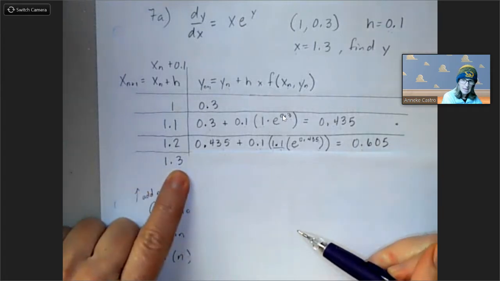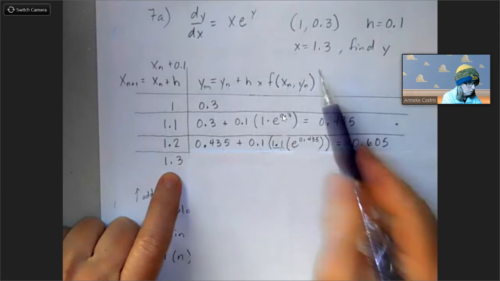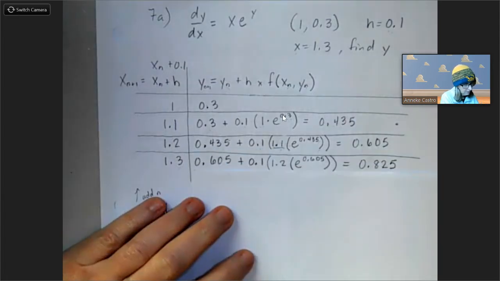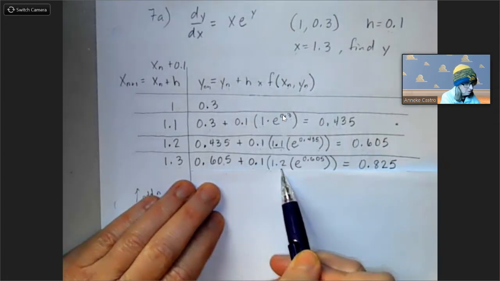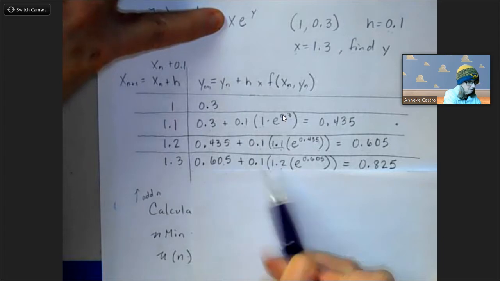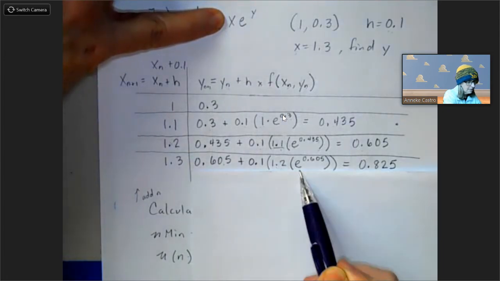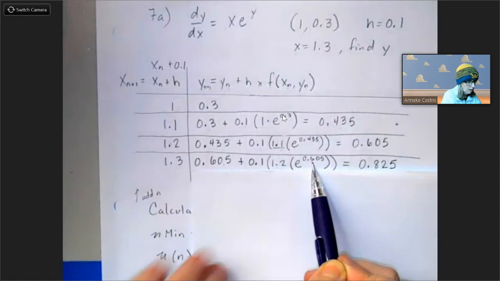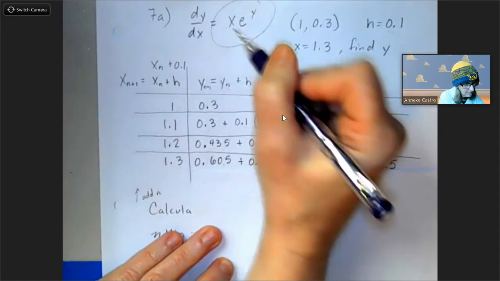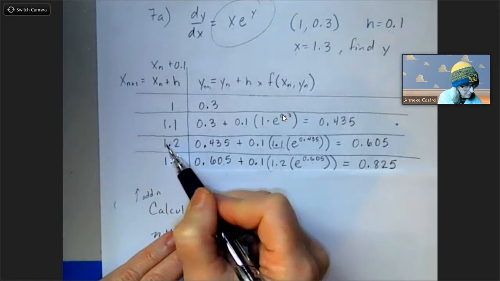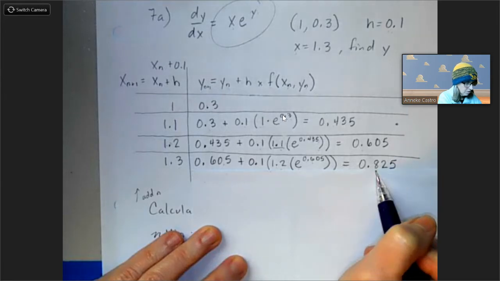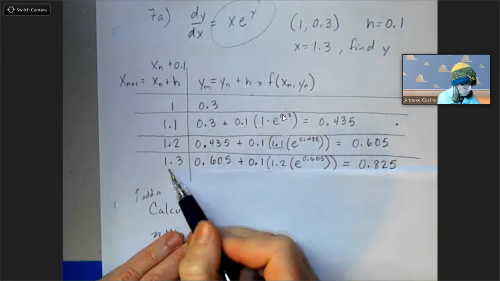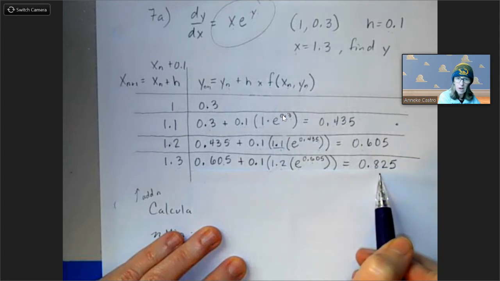So now for my last step, because I'm going to end up where I wanted, which is x equal to 1.3, I'm going to take the previous y value, 0.605, plus the step value times the previous x, times e to the previous y. There's the previous y. So in this equation, when it says x and y, you have to use the previous x and the previous y to get the next one. So there's our answer, 0.825. When x is 1.3, what is y? It's 0.825. And you can get that on the graphing calculator.